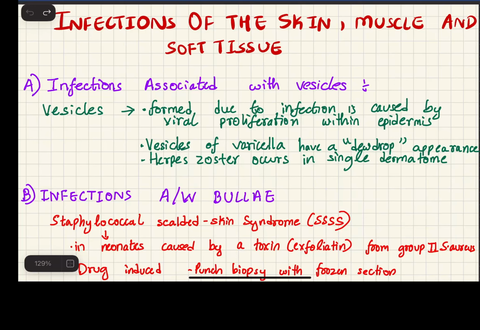Future docs, imagine this. A kid walks in with golden honey-crusted sores: impetigo alert. Or a diabetic with a leg that's hot, red, and spreading like wildfire: cellulitis or worse. Today on Harrison Learns, we are diving deep into infections of the skin, muscle, and soft tissue, straight from Harrison's Principles. Let's dive in.